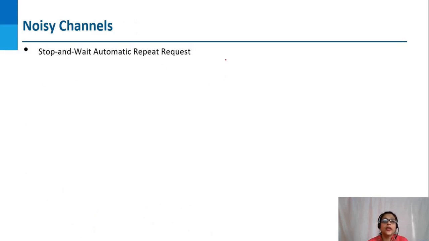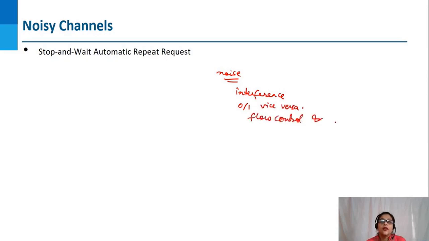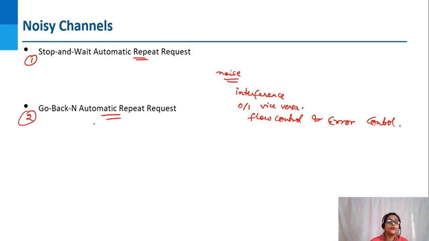For noisy channels, we think that there is noise, and so there can be interference, and zeros may be changed to ones and vice versa. So flow control and error control mechanisms must be integrated. The very first protocol is stop and wait automatic repeat request. It has the same functionality as the stop and wait protocol with the added functionality of error control. The second one is go back N automatic repeat request. This has a more sophisticated approach as compared to stop and wait automatic repeat request. And the last one that we will be discussing here is the selective repeat automatic repeat request.